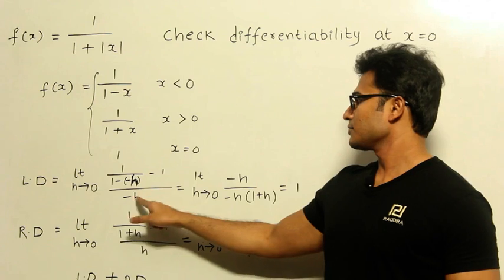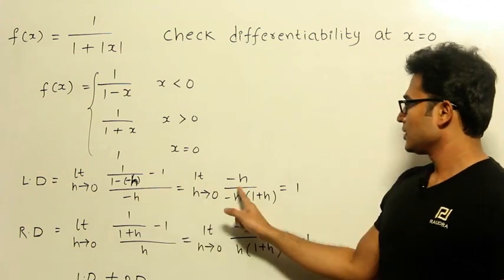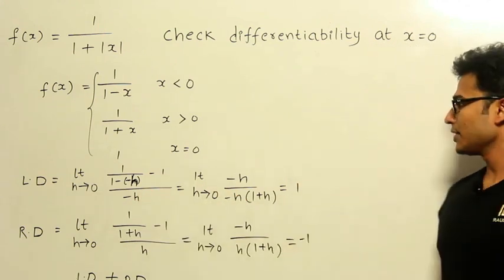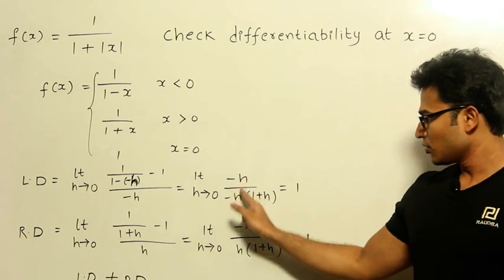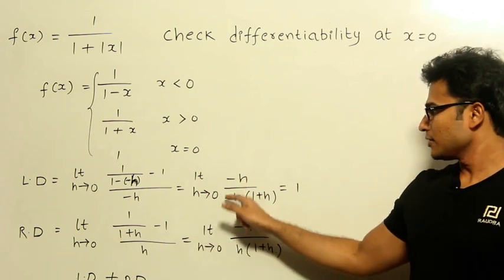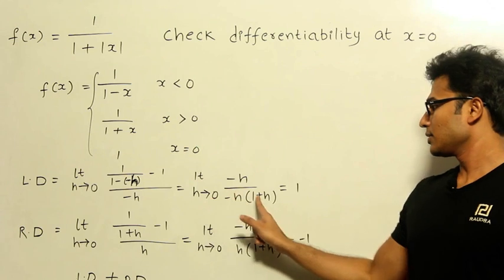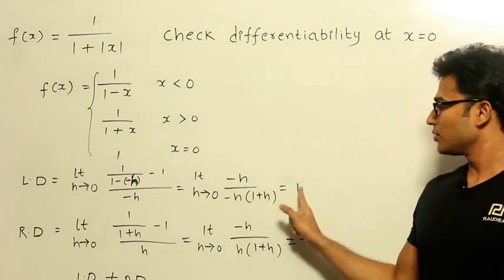1 by 1 plus h minus 1, divided by minus h. It is going to be 1. Why is it 1? These two get cancelled out, and minus minus is going to become plus, and then if you substitute h equal to 0, you are going to get 1.